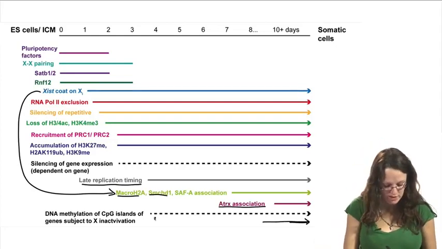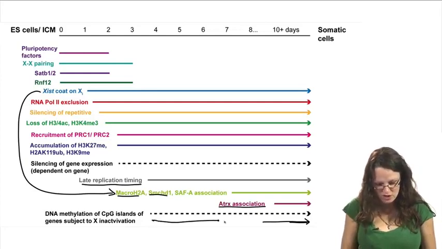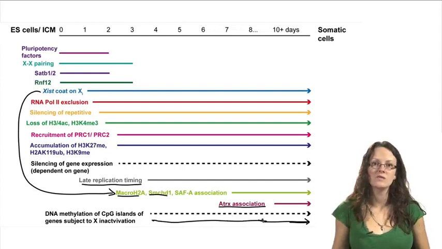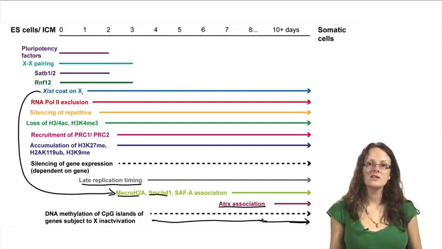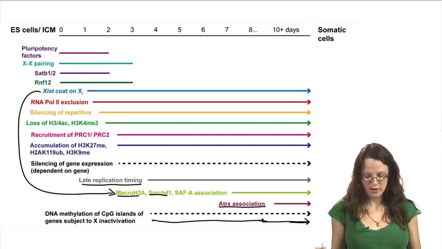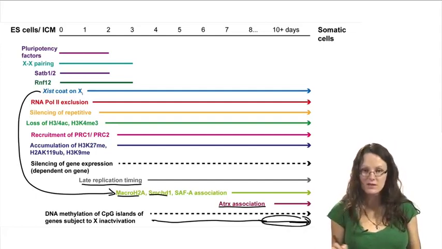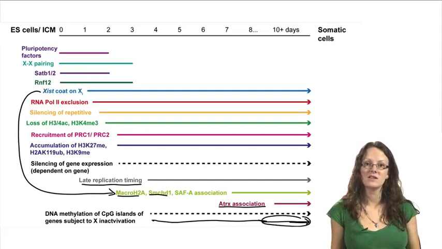However, there are some CpG islands, some promoters of genes subject to X inactivation, which are methylated relatively early in this process. So like gene silencing, DNA methylation tends to happen over an extended period of time, but it is predominantly happening at this end stage as one of the last events in X inactivation.